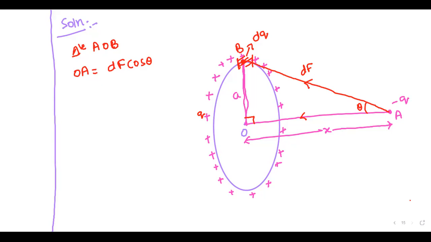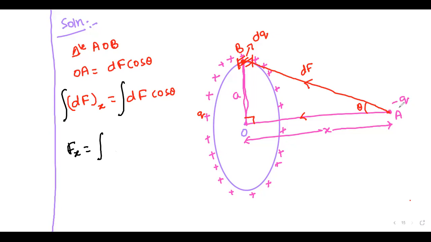Adjacent side to the given angle. And I need to find the force along this direction, along OA. So this OA I can write as the horizontal component of the force. In order to find the total value of the force, we are integrating it. That is Fx is equal to integral dF.